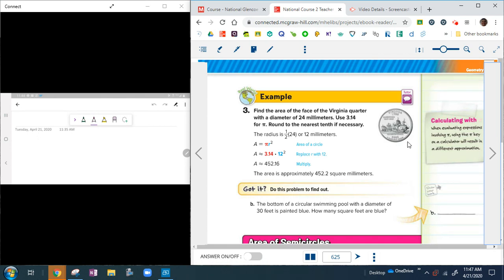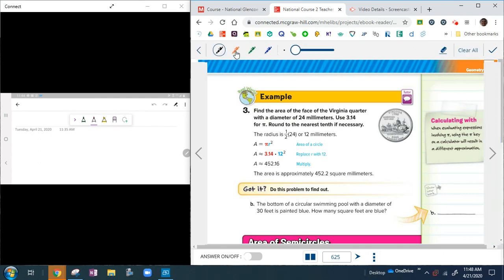Next page. This one, in this case, it's a little bit challenging because they will read it. What do you think is challenging about it? Or what do you think is one extra step? It says find the area of the face of the Virginia quarter with a diameter of 24 millimeters. Did you notice? I tried to warn you.